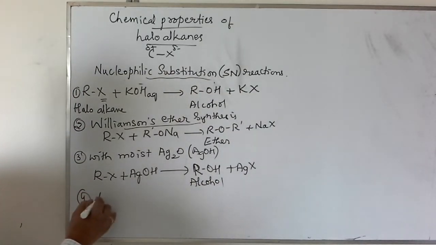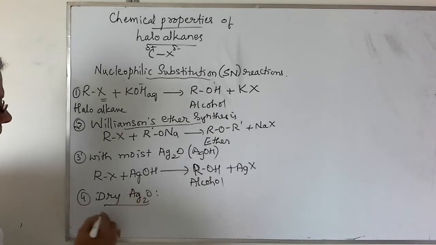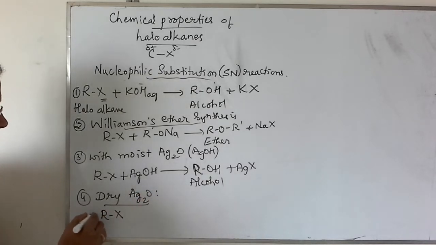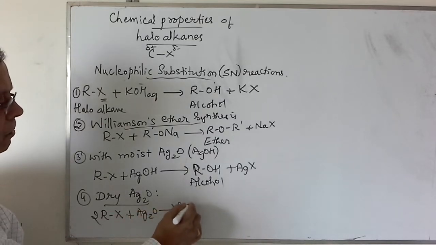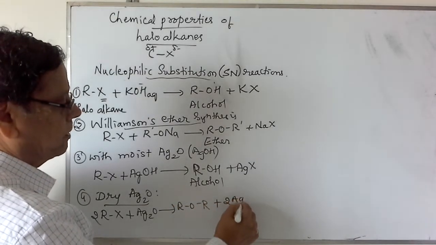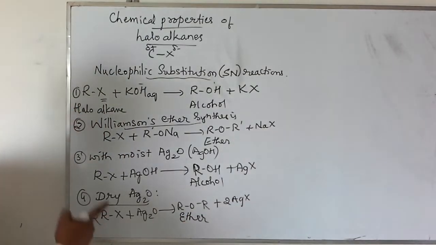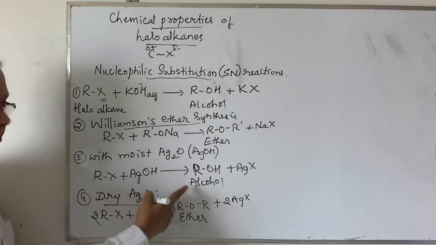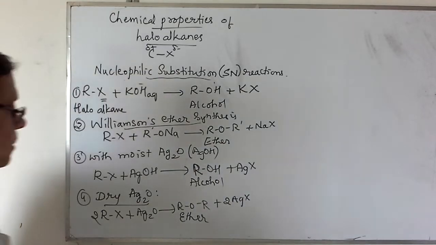If you take dry silver oxide, Ag2O, two molecules of alkyl halide will undergo reaction with Ag2O to give rise to ROR along with the formation of 2AgX. So this is again an ether as the product. With moist silver oxide we get an alcohol. With dry silver oxide we get an ether. Again an alkoxide group will be substituted to this alkyl group.